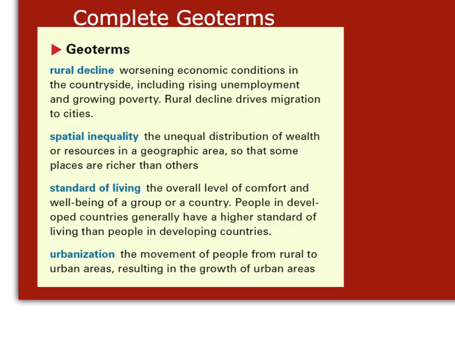Next one, spatial inequality. The unequal distribution of wealth or resources in a geographic area, so that some places are richer than others. We see this in cities all the time. Many places are wealthy, while others are very poor, and these often lie within just a few miles, if not a few blocks, with one another. And so what we'll be looking at throughout this chapter is, where does this exist? How does it affect the population and the culture of people?